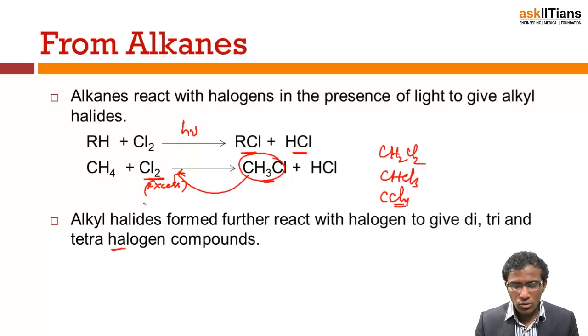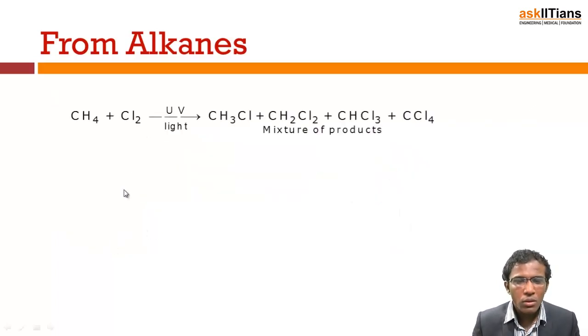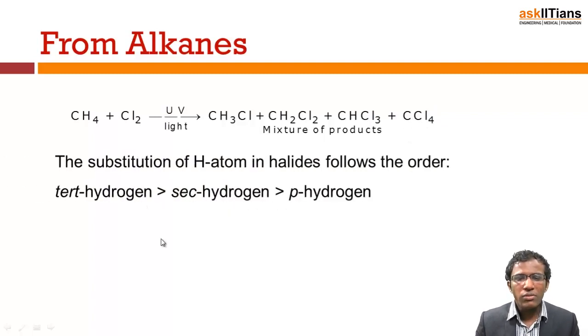So if I take chlorine in excess quantity, I will get di, tri and tetra halogen compounds. In the reaction between methane and chlorine with chlorine in excess, I get these 4 products. So I am not getting one product essentially, but a mixture of products. This is the monohalogen derivative, this is the trihalogen derivative, and this one has 4 chlorines present. The substitution of hydrogen atoms follows the order: tertiary hydrogen, then secondary hydrogen, and then primary hydrogen. This is the order of preference.